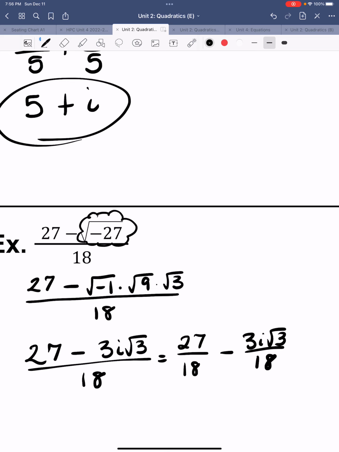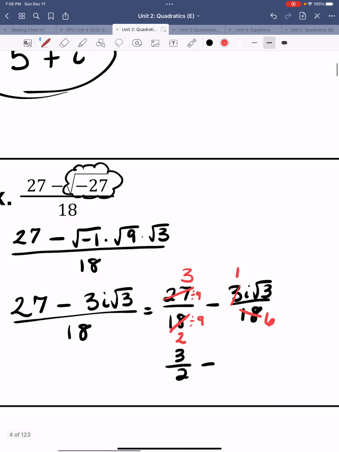And we're looking for common factors. So 9 goes into both of these. So this is going to divide by 9. That's going to give me a 2. Divide this guy by 9. That's going to give me a 3. So I have 3 over 2, subtract, and the same thing here. 3 goes into 3 and 3 goes into 18. So this is going to become a 1 and this becomes a 6 because I divided both of those by 3. So I end up with i root 3 all over 6, and this would be my final answer.